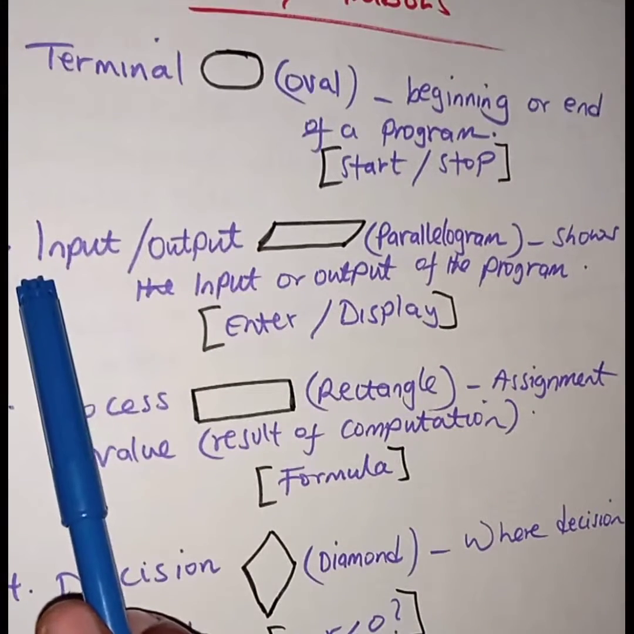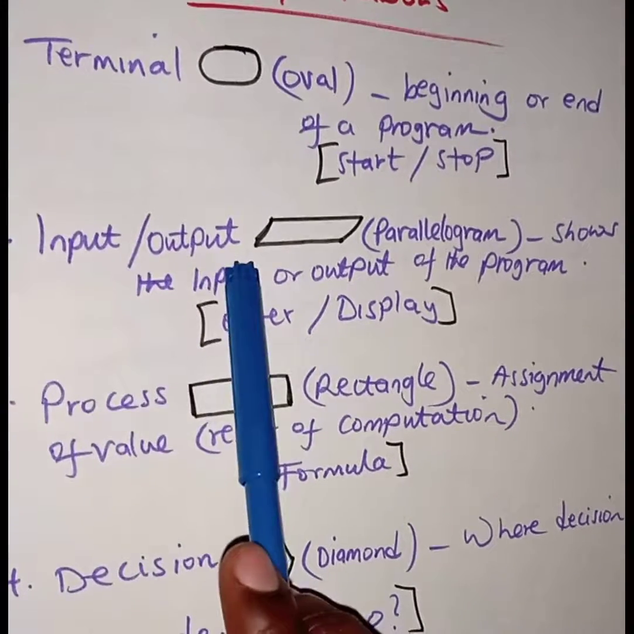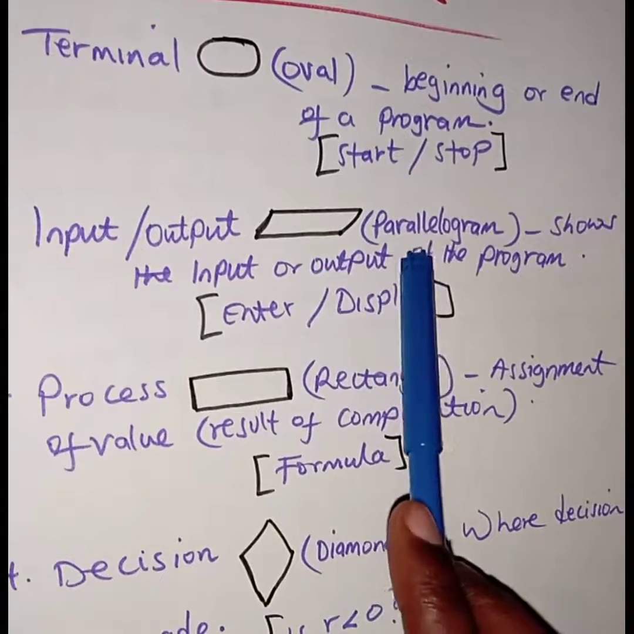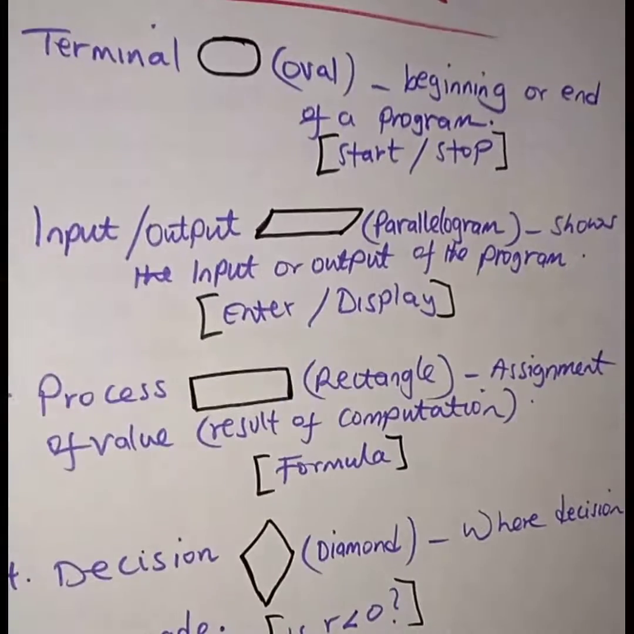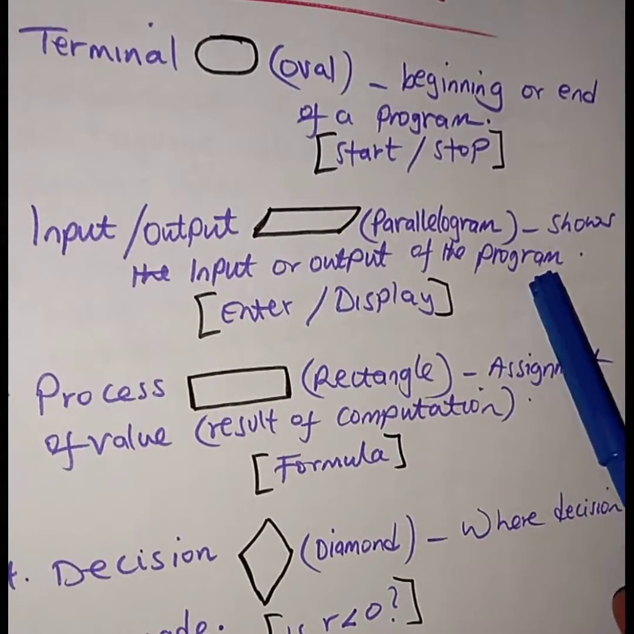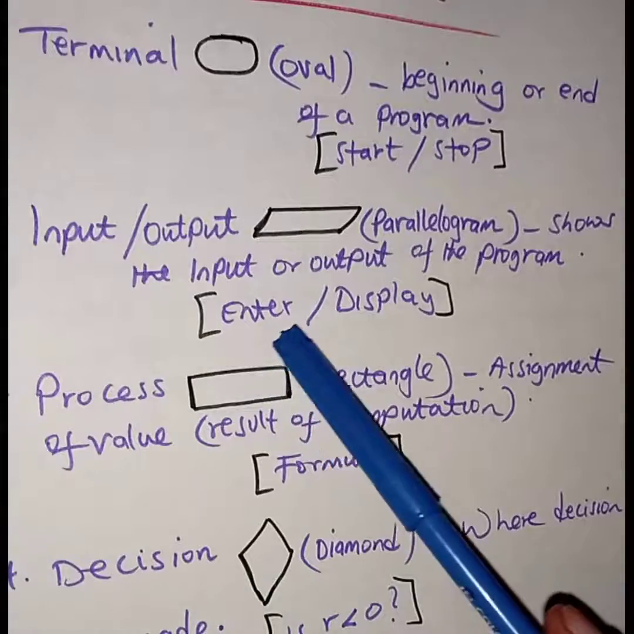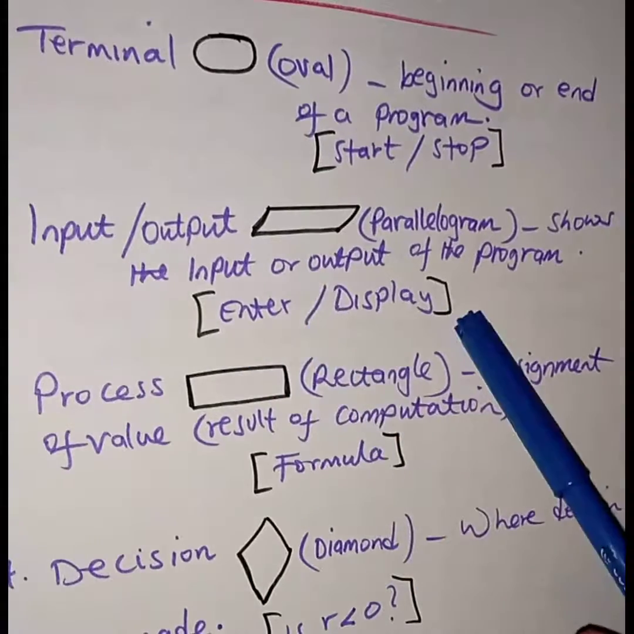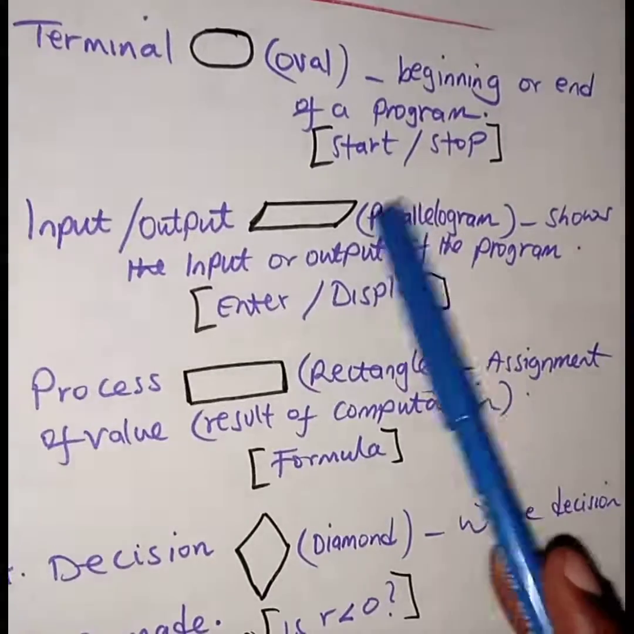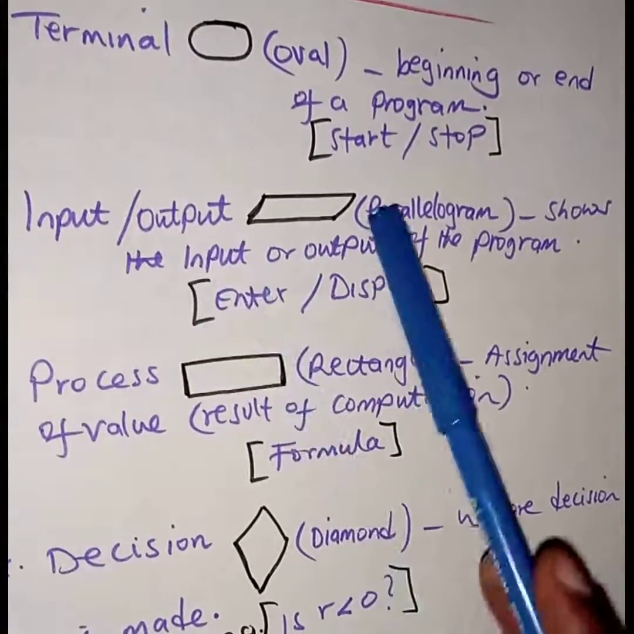Next shape is input or output. This one, you can easily remember it as a parallelogram. It shows the input or output of the program. So you'll be able to see words like enter or display. Enter same as input, display same as output. So they can use these terms.